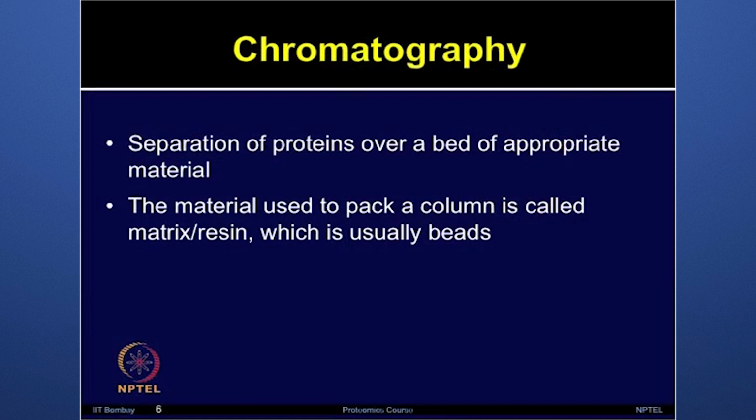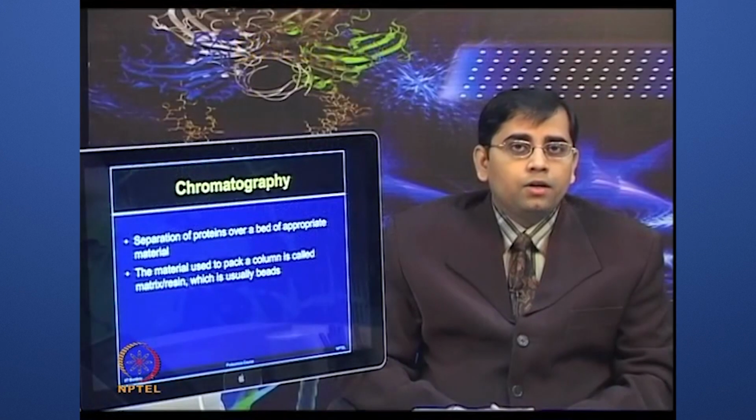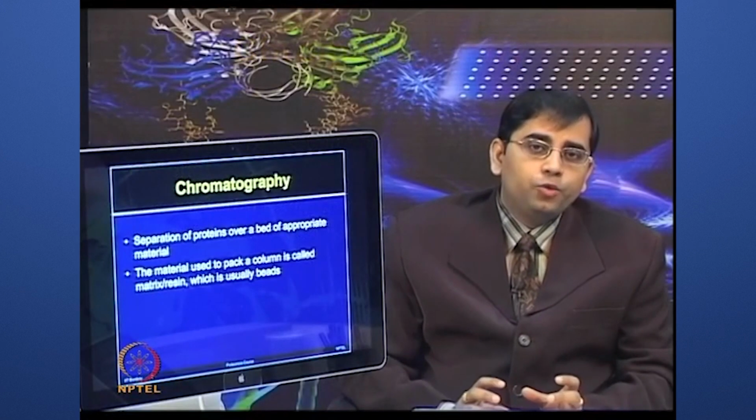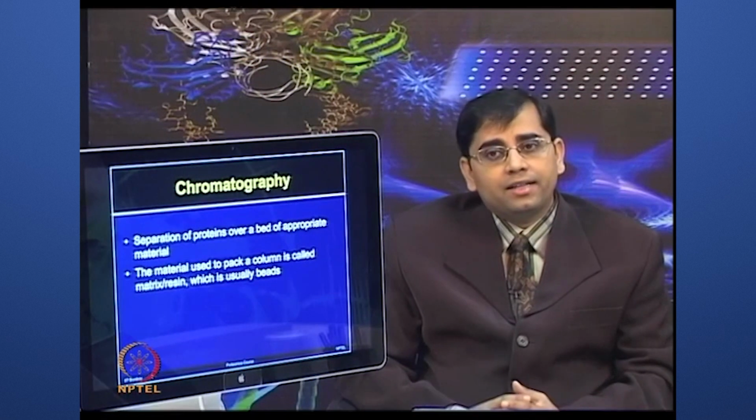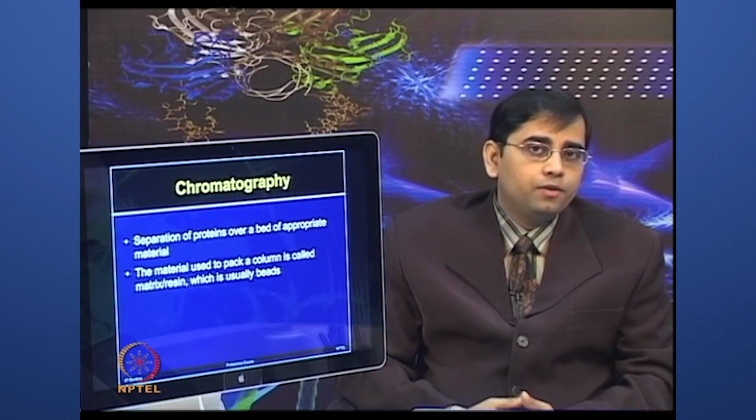Chromatographic methods involve separation of proteins over a bed of appropriate material. These materials are usually packed in a given column and known as matrix or resin. These matrix and resins are usually beads with or without attached chemical groups. Now, the binding and interaction of proteins with the column matrix is an important feature of chromatography.